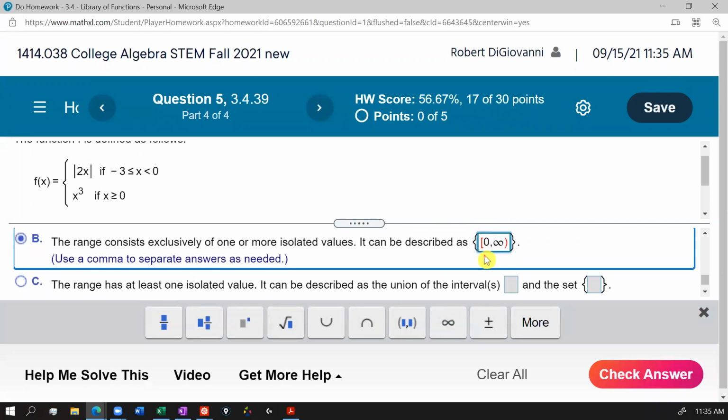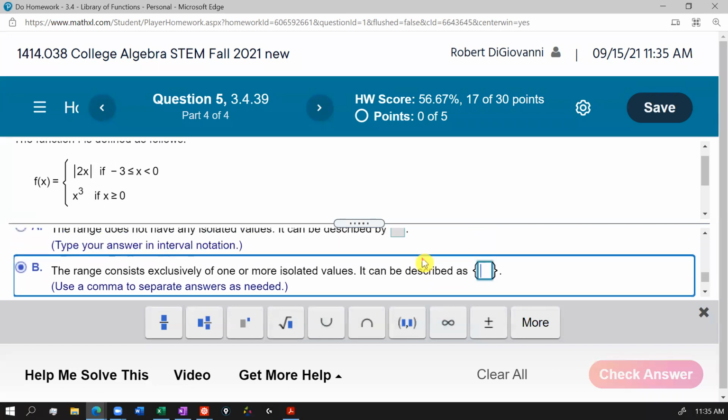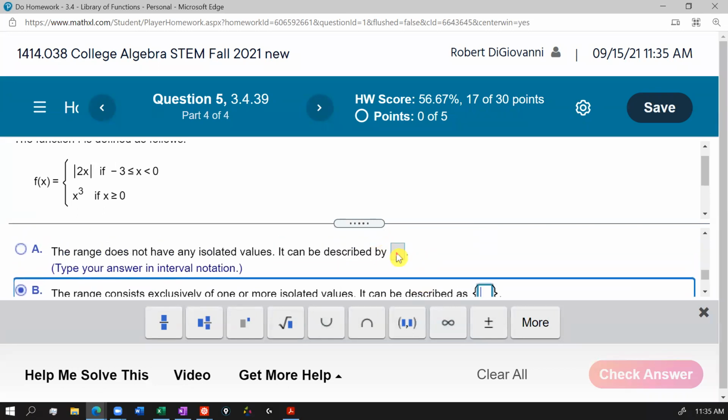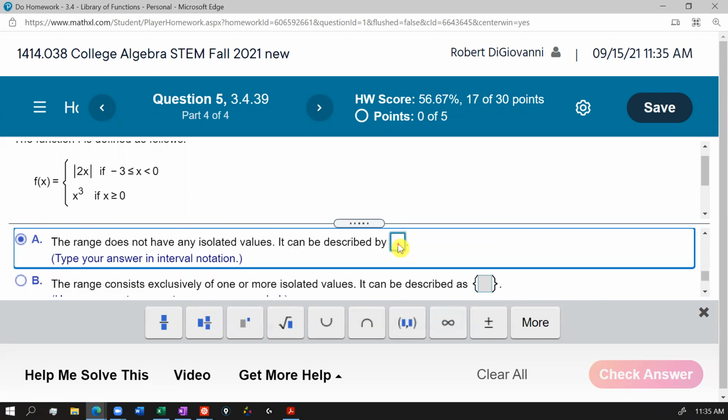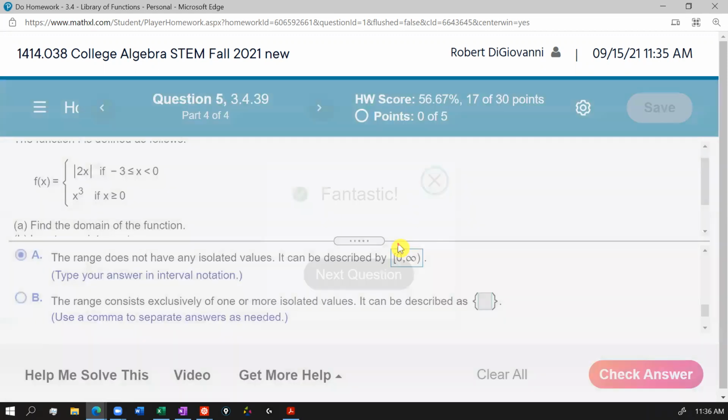Oh no, I'm in the wrong section. Hold on, I clicked on the wrong one. There, this one. No isolated values, so 0, infinity. Okay.